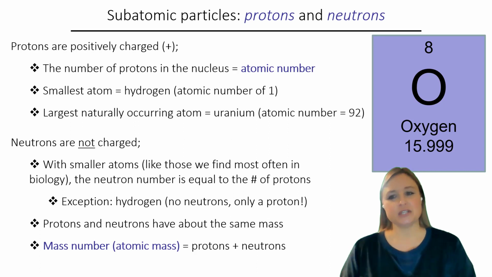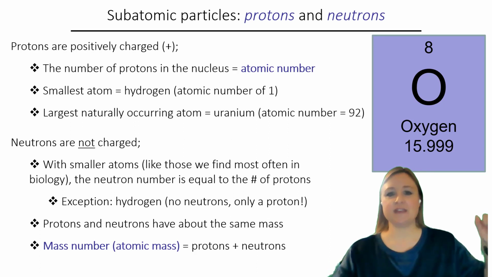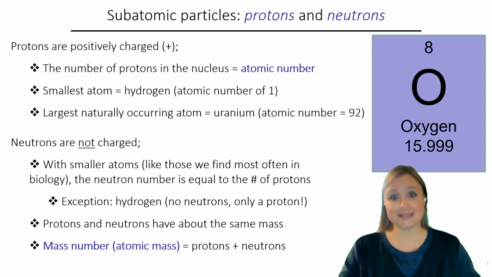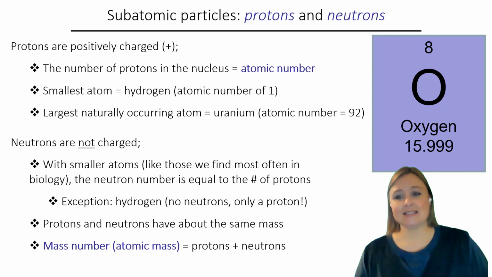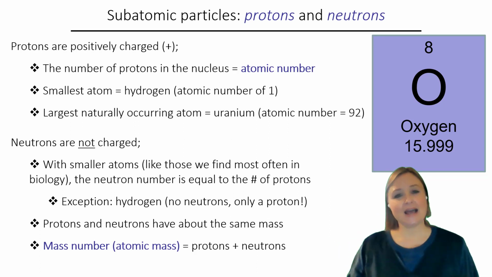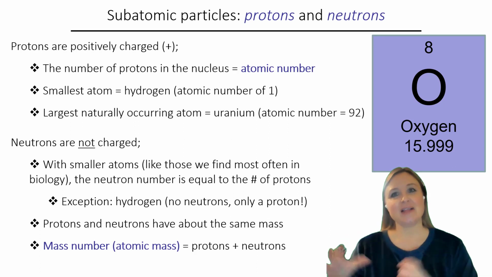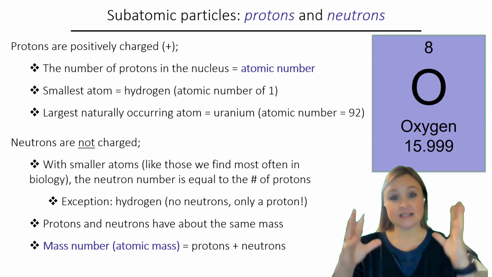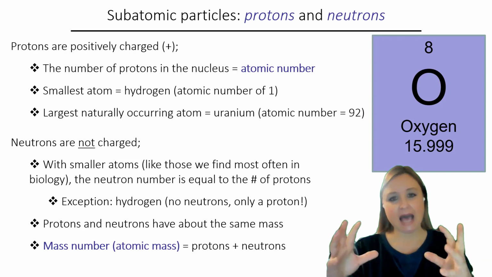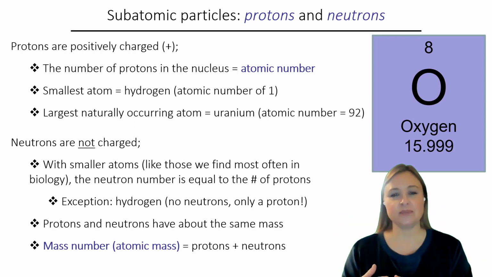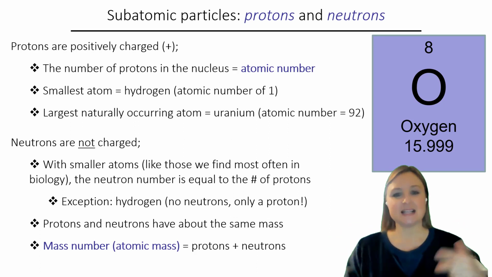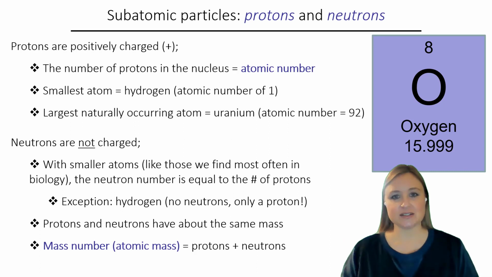Now, I know you're thinking, well, hold on. If it has 8 protons, it should have 8 neutrons. So 8 plus 8 is 16. Why isn't the atomic mass 16.000? And the reason it's 15.999 is because there are elements out there known as isotopes. An isotope is an atom of an element, so like oxygen. And oxygen is going to have 8 protons, but these isotopes have a slightly different number of neutrons.